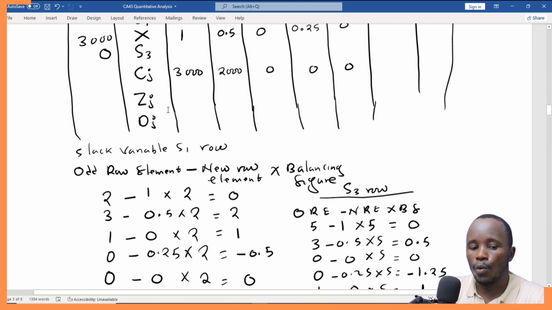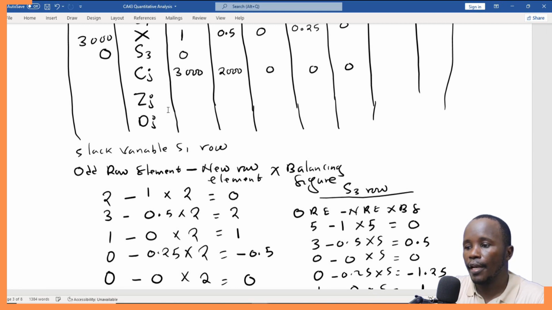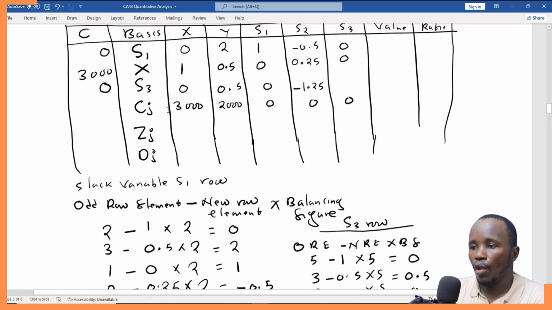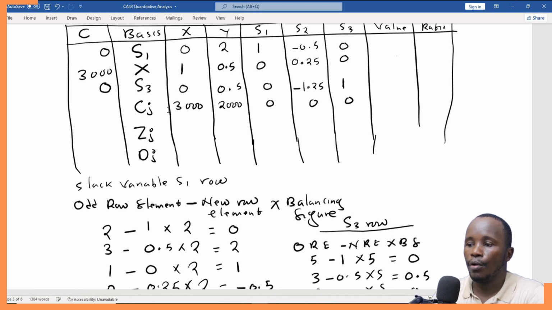S3 here, we are going to have 0. Then here we are going to have 0.5. Then here we are going to have 0. Then we are going to have negative 1.25. Then we are going to have 1. We are going to have 1 here. We are going to have 1.